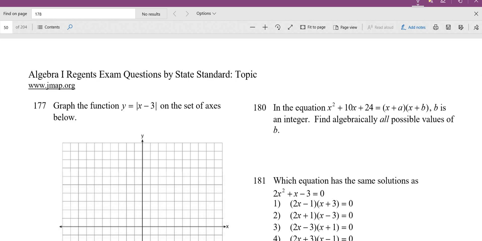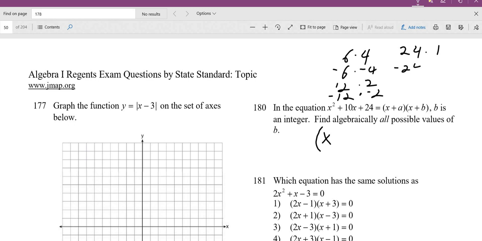180 is a factoring question, right? In order to factor this, we need to find a pair of numbers that multiply to 24 and add up to 10. So you can pause it and try to find a pair of numbers. Well, the way to do it, if you can't see it right away, find all the things that multiply to 24. So that would be 6 times 4, also negative 6 times negative 4, or 12 times 2, also negative 12 times negative 2, and also 24 times 1, and negative 24 times negative 1.